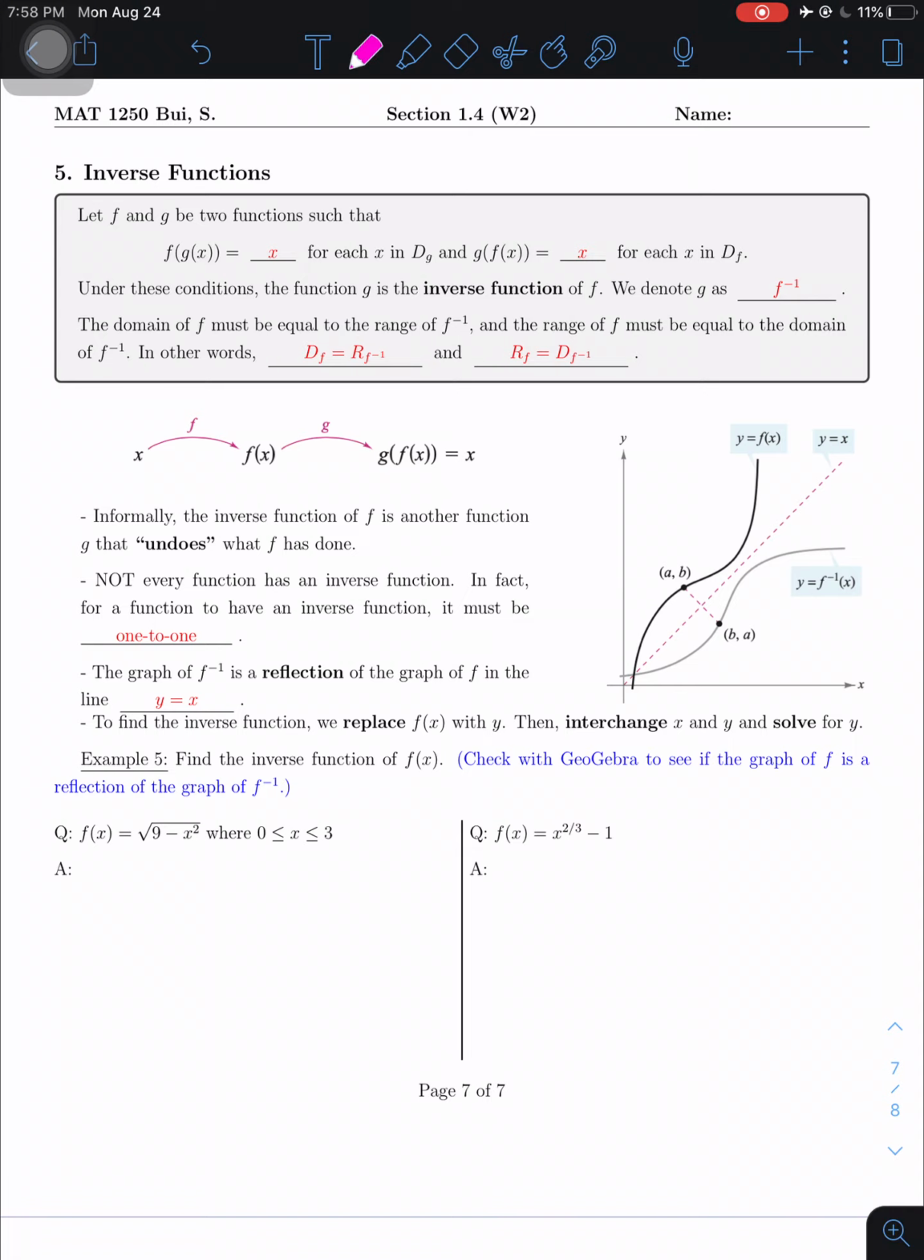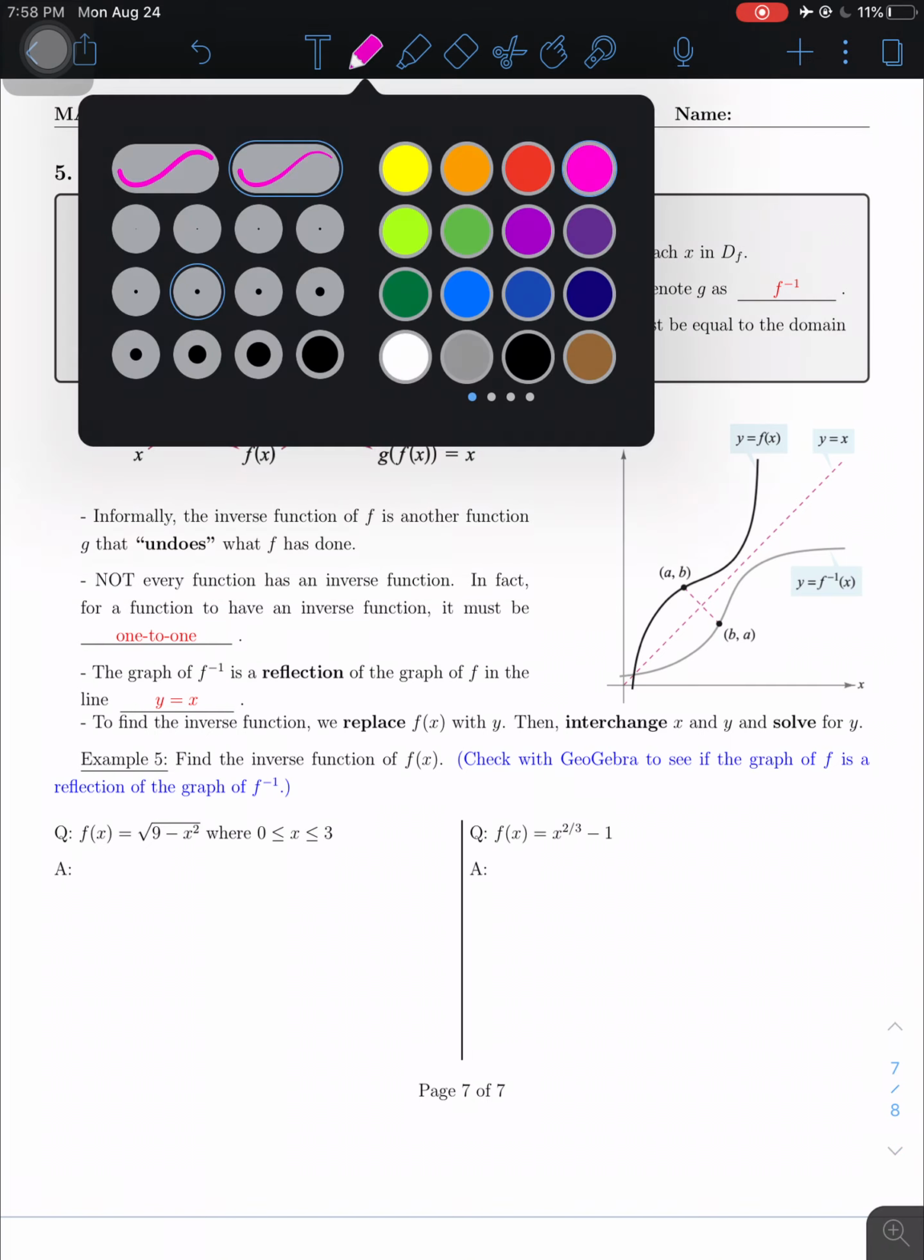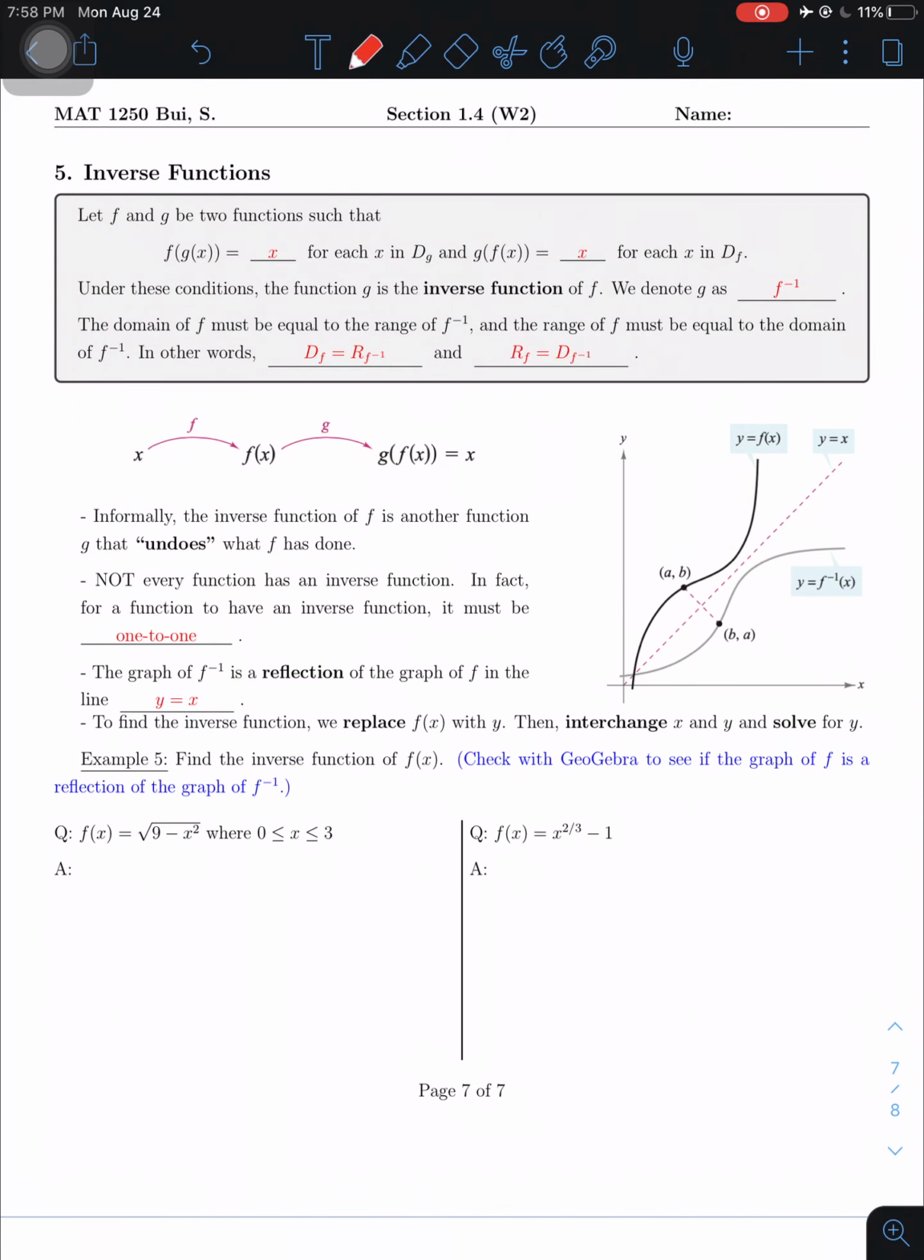So just to point out in here, as you can see, g is the inside layer in this one, and that's why we're talking about the domain of g. And in here, f is the inside layer, so we're talking about the domain of f. In each case, we have the same answer: x and x. These are actually special cases, because chances are they're not always going to happen like this.